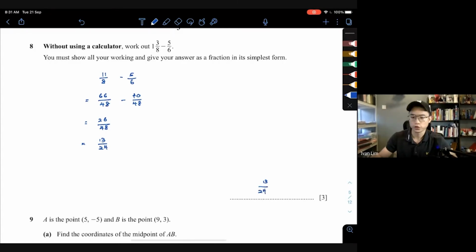Make sure you show every single thing. If you are unsure, just use your calculator to double check it, even though they say without using a calculator. And always simplify it. If you see your value is not simplified, you might not get the full marks.